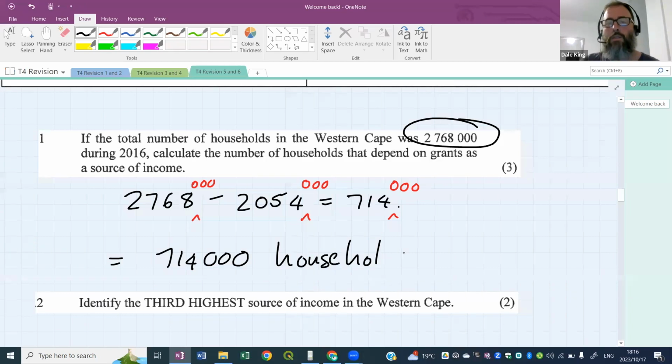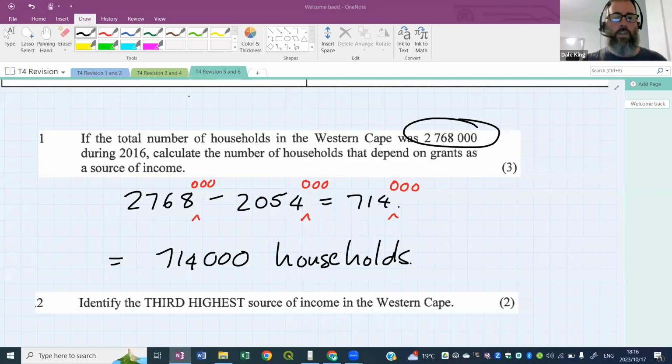Hope it makes sense. It can be a little bit confusing reading and interpreting the graphs, but once you understand the graphs, it makes absolute sense. Just be careful that you add on the zeros, all right? The numbers are in thousands. Just remember that. All right, very good.